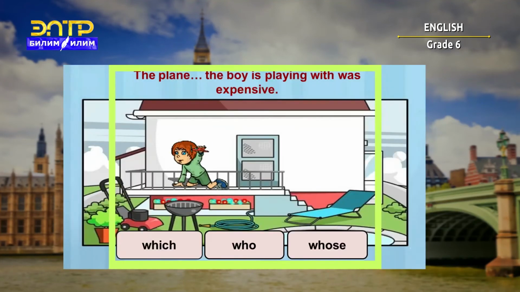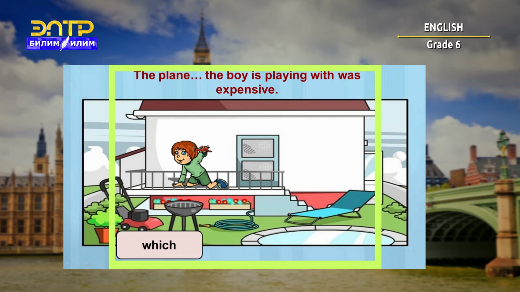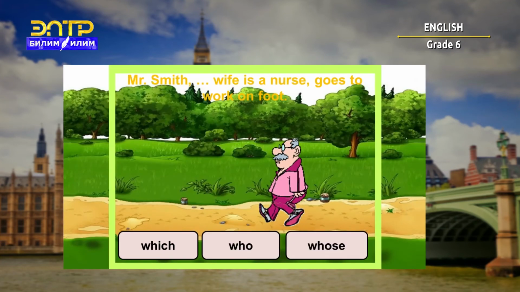Great. The next. The plane the boy is playing with was expensive. Well, let's check. The plane which the boy is playing with was expensive. Great. The next. Mr. Smith, wife is a nurse, goes to work on foot. Which, who, whose?